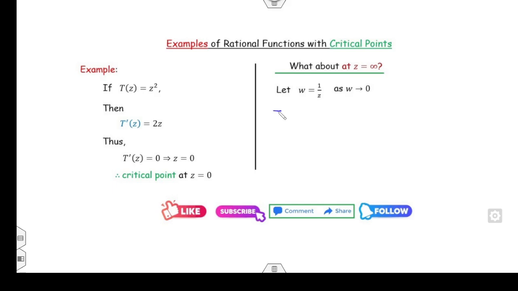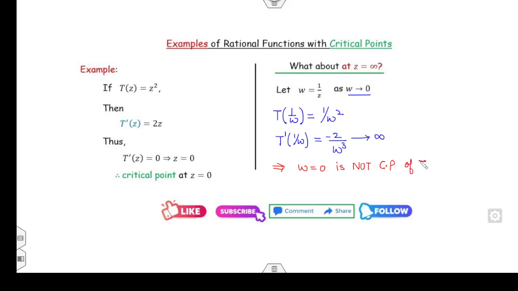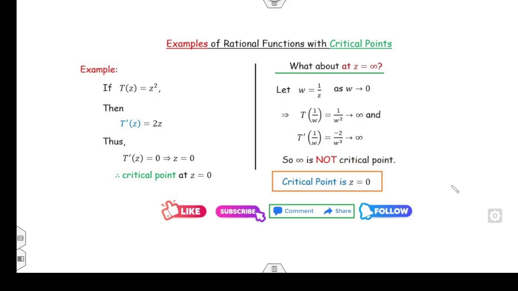Again I can start with T of, what is the value of T? It is 1 over w square. I can start with the T dash of 1 over w. This number is minus 2 over w cube. Whenever z approaches 0, this value is infinity. What does it mean? W is equal to 0 is not a critical point of T of 1 over w. This implies z is infinity is not a critical point of T of 1 over z. Hence 0 is the only critical point of the given function.